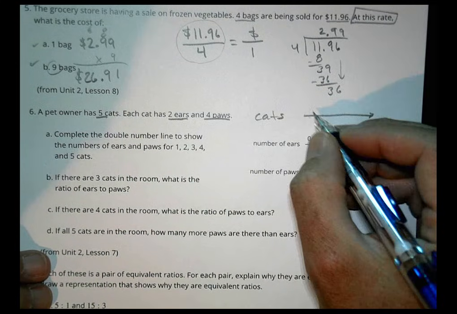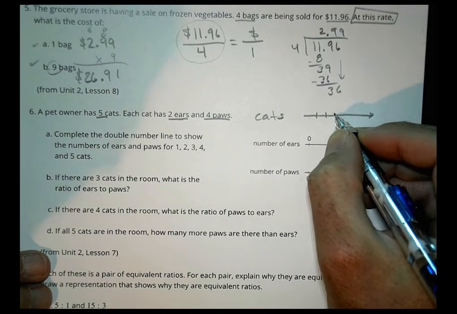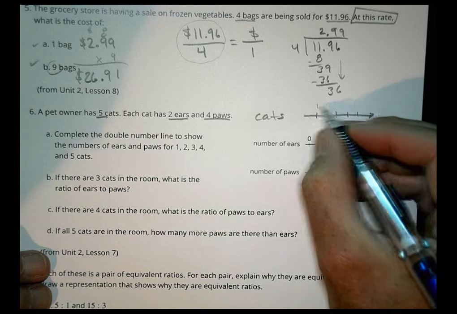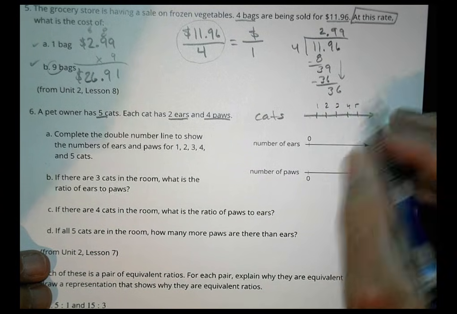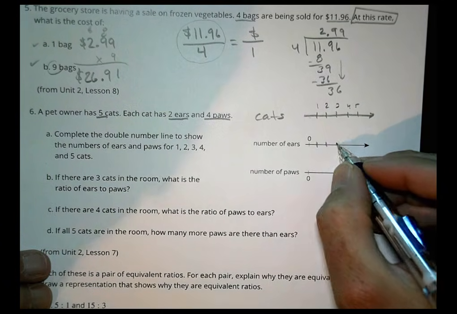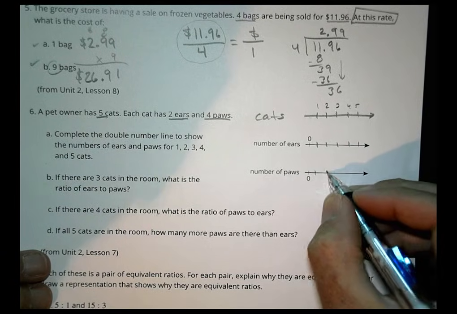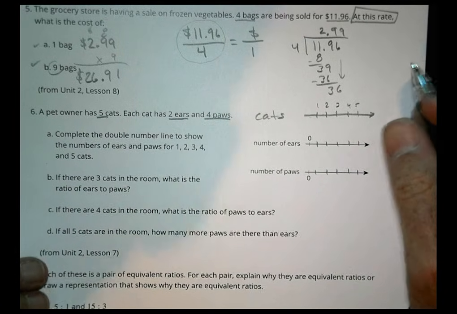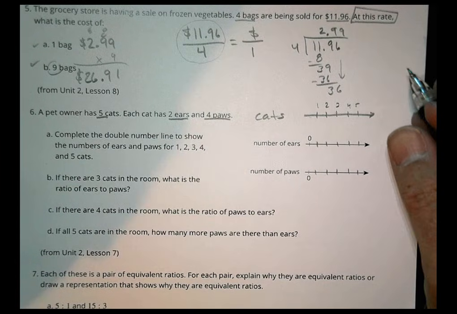Okay, and so we have 1, 2, 3, 4, 5 cats. 1, 2, 3, 4, 5 for the ears and 1, 2, 3, 4, 5 for the paws. Okay. So number of ears here, and complete the number line.